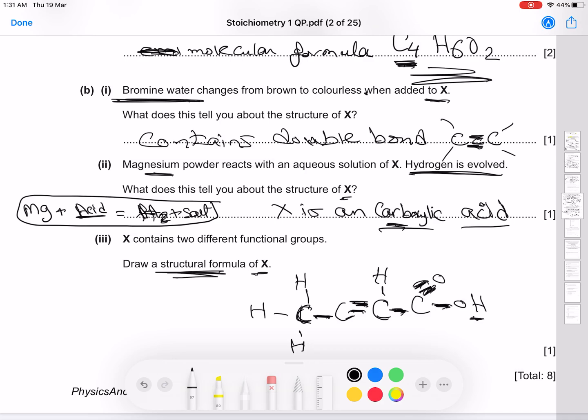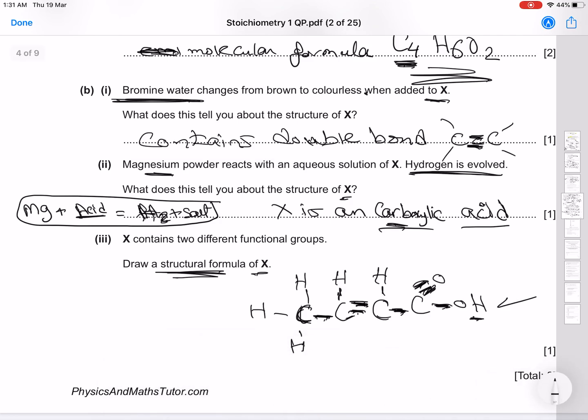But there's a missing hydrogen. 1, 2, 3, 4, 5. And it tells me the hydrogen should be 6. Where's the mistake? It's over there. 1, 2, 3. Those are only 3. So I need an extra hydrogen here to have 4 bonds around this carbon. So for sure, this displayed formula is correct.